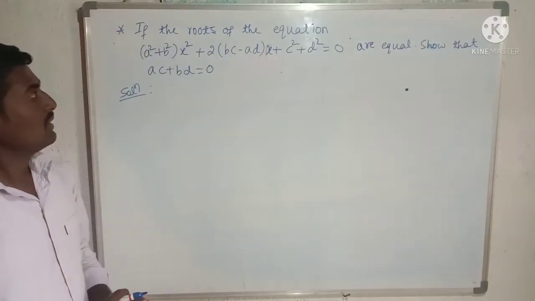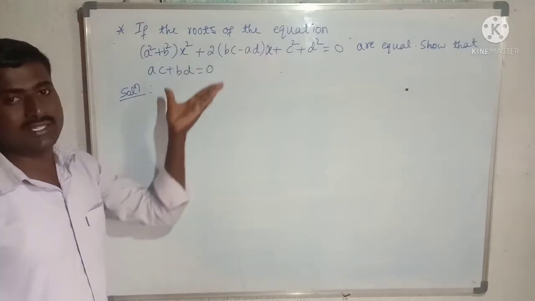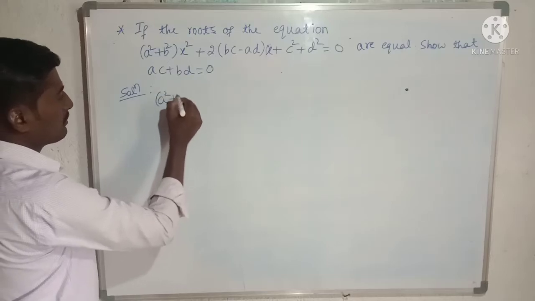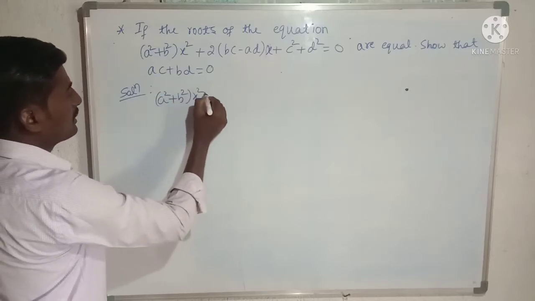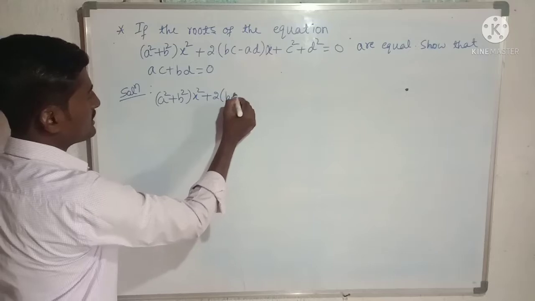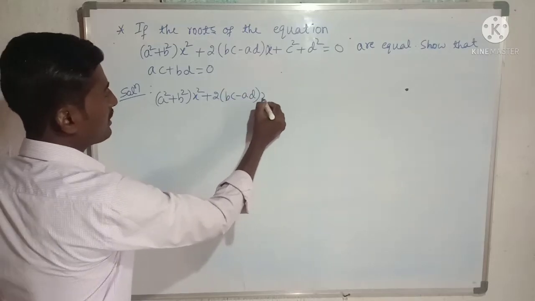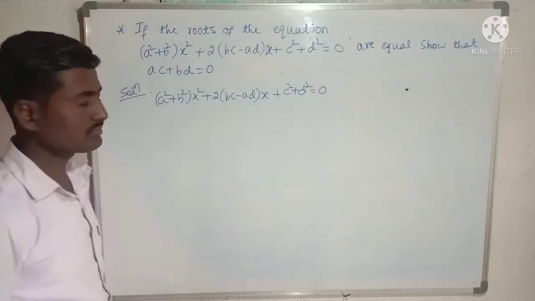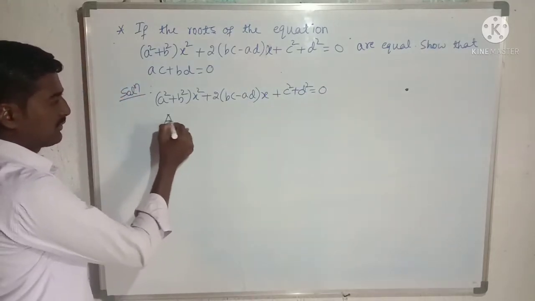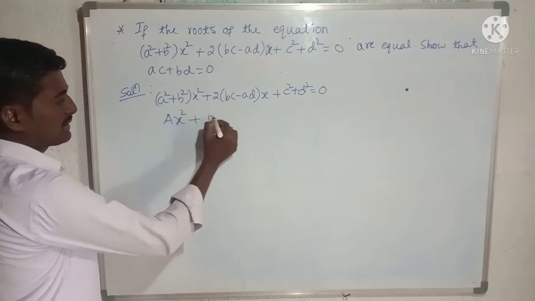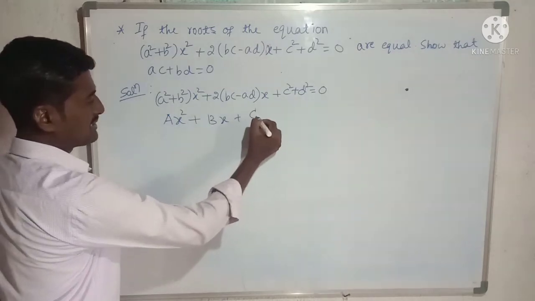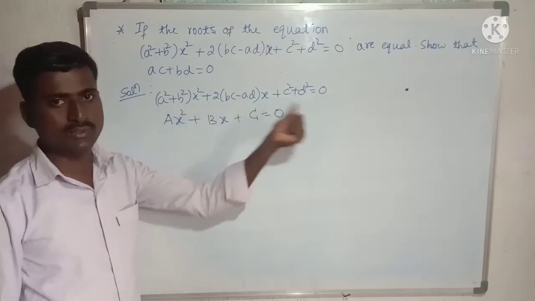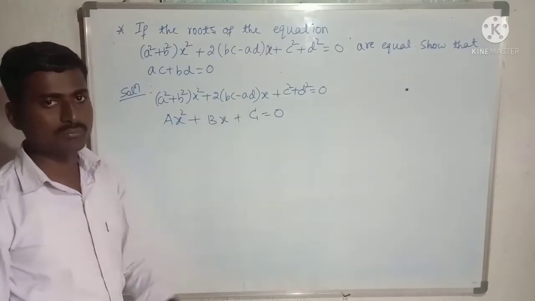Okay. Now let us compare this equation with the standard form. Let us write the given equation: (a square plus b square) x square plus 2(bc minus ad) x plus (c square plus d square) is equal to 0. Now write the standard form, Ax square plus Bx plus capital C equal to 0. I have to take different letters, as small abc are already used here, so we'll take capital ABC now.